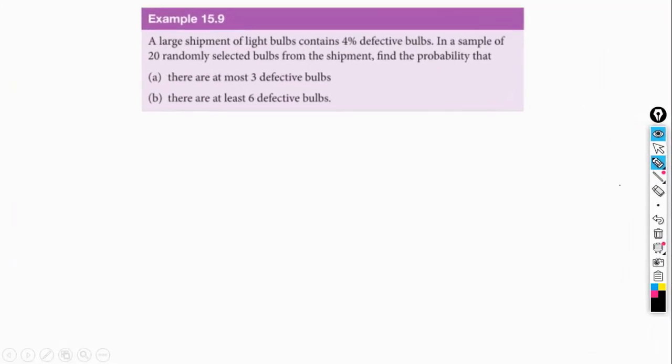So next we're going to do example 15.9. And it says, a large shipment of light bulbs contains 4% defective bulbs. In a sample of 20 randomly selected bulbs from the shipment, find the probability that A, there are at most 3 defective bulbs. So this is a cumulative function. That is the probability that it's 0 plus the probability that there is 1 plus the probability that there's 2 plus the probability that there's 3.